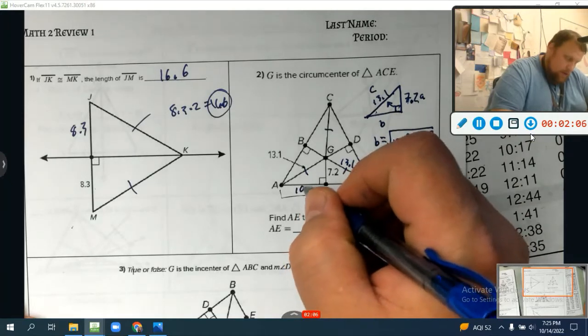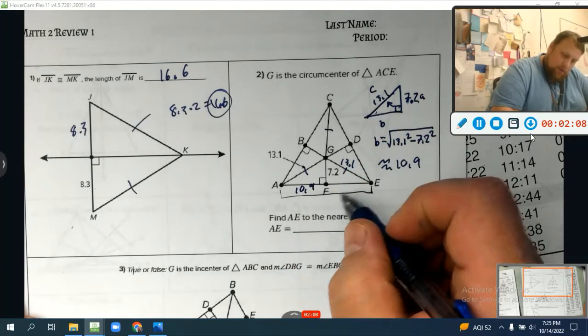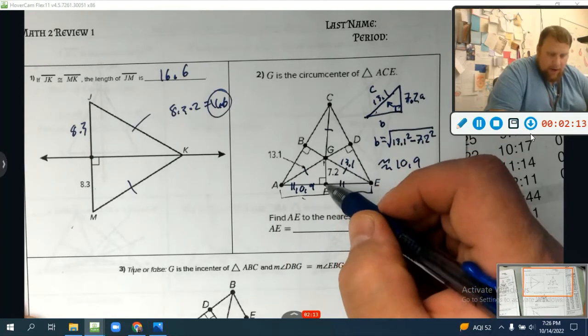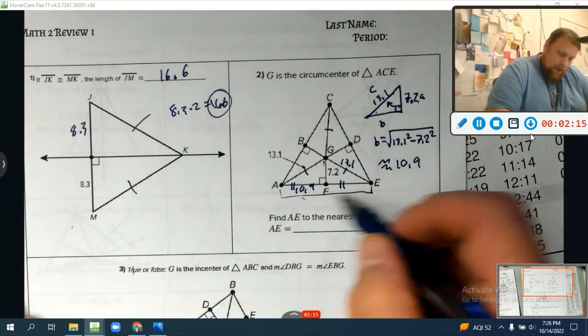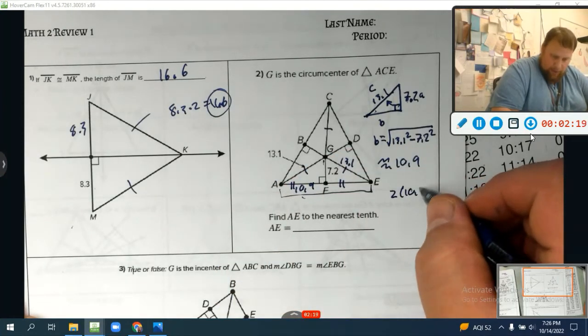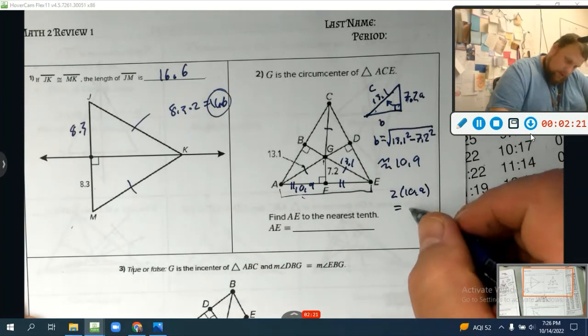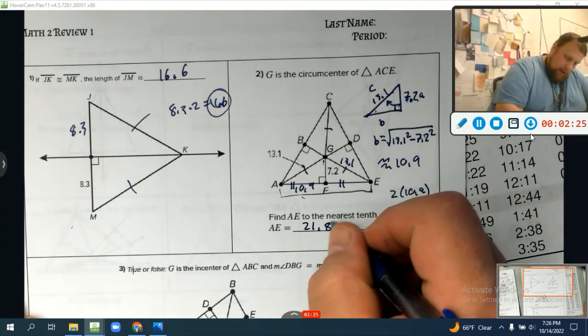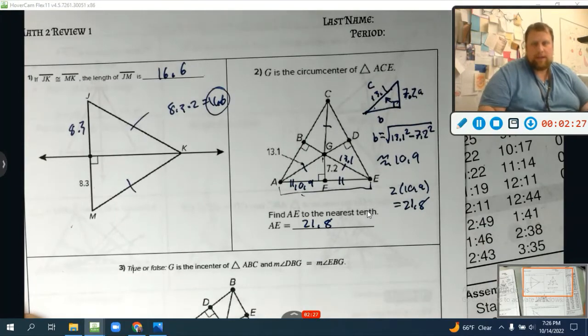So now that I know that this is 10.9, I'm going to multiply it times 2 because it turns out this side is congruent to this side. These are actually perpendicular bisectors. So when I multiply it times 2, 2 times 10.9 is 21.8. Boom, 21.8. Let's go. Love that circumcenter.